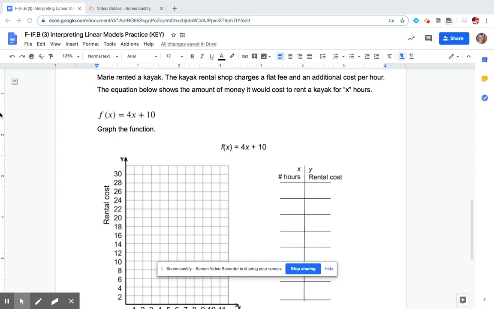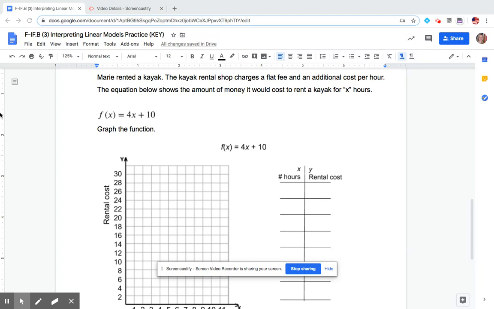In this video lesson, we'll be interpreting linear functions. We are given a context, and this context is of a linear function. Marie rented a kayak. The kayak rental shop charges a flat fee and an additional cost per hour. The equation below shows the amount of money it would cost to rent a kayak for X hours.